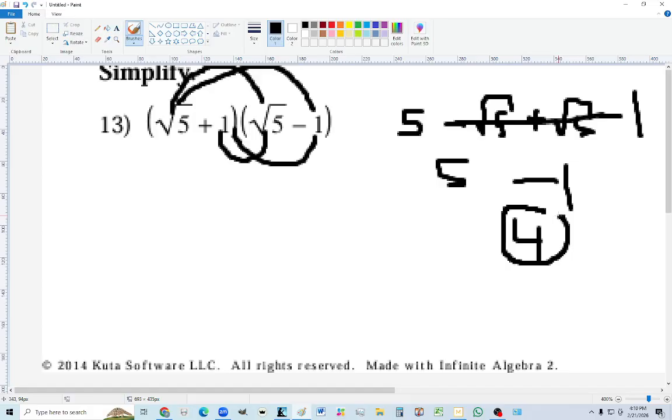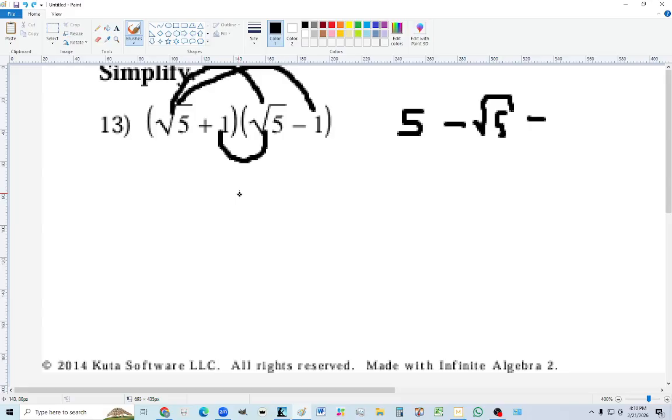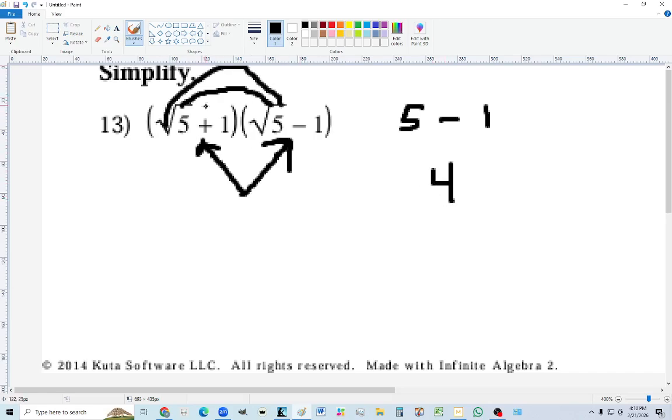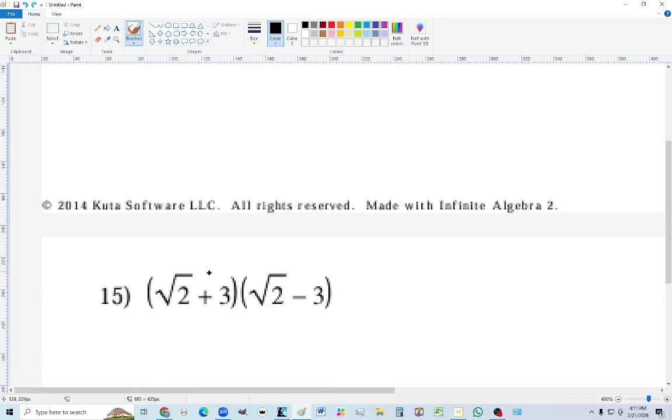That's the simplified answer. Please note that whenever you have 2 brackets that are essentially the same, except that's a minus and that's a plus, know that the middle terms will disappear, and you can just multiply the first term and the last term. There's no point going minus square root of 5 plus square root of 5. Now your teacher might want to see it at this stage, but generally speaking, you don't.